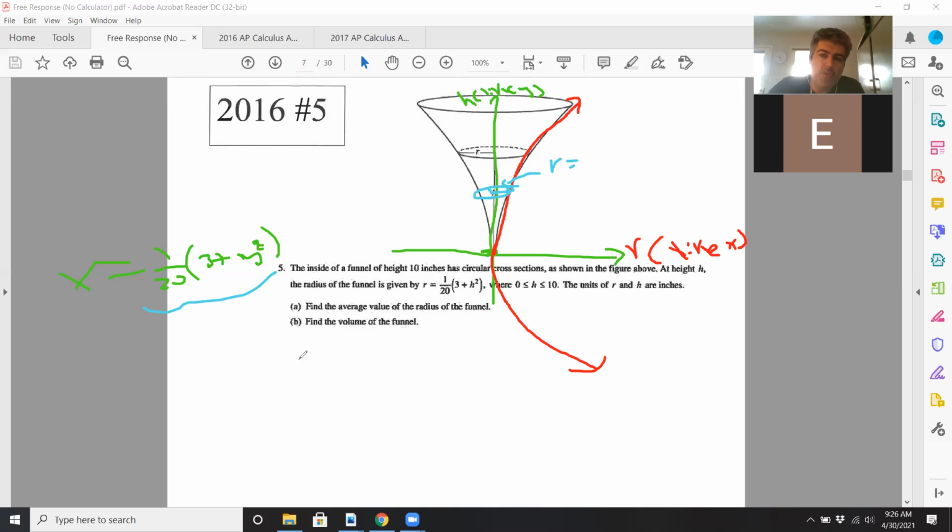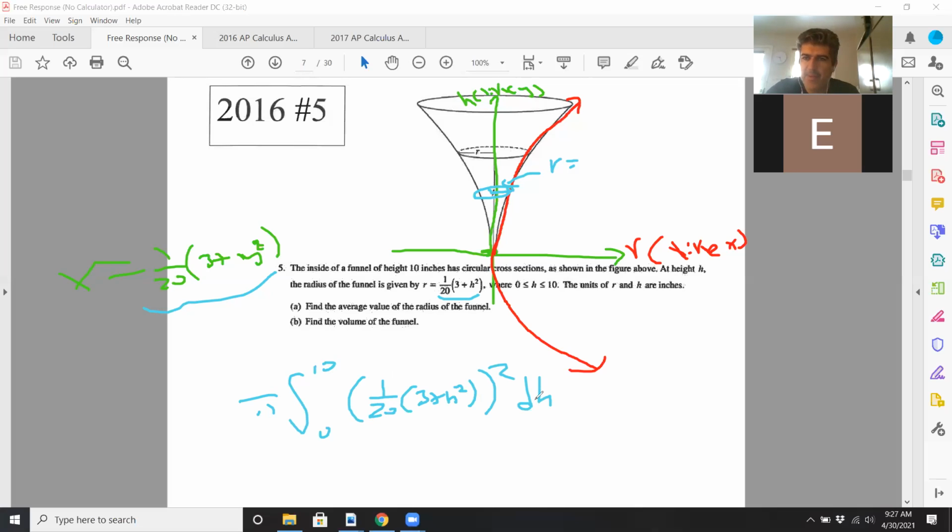We know that. When you do volume of revolution, you put pi on the outside, and because we're going vertically from bottom to top, we're stacking these disks. We're going from 0 to 10, right? You want the volume of the whole funnel. So 0 to 10 of your radius squared, which is dictated by this function here, dh.